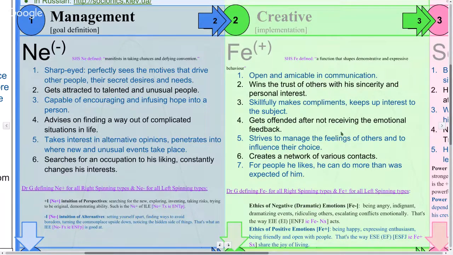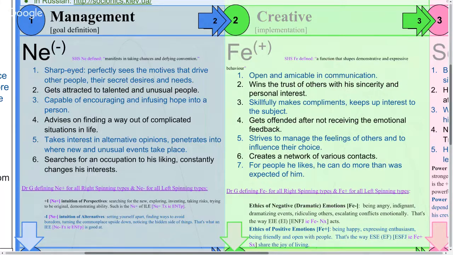Sorry about that. Open and amicable in communication. Wins the trust of others with his sincerity and personal interest. Skillfully makes compliments. Keeps up interest to the subject. Gets offended after not receiving the emotional feedback. Strives to manage the feelings of others and to influence their choice. Creates a network of various contacts. For people he likes, he can do more than was expected of him.